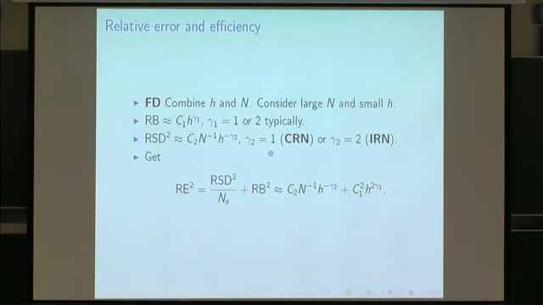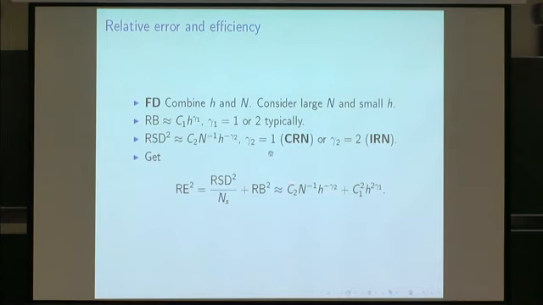Okay. If you use common random numbers, most of the time, it'll be 1 over h. This is something that I didn't have time to explain, so that's why I'm looking at two possibilities for the power of h here. That'll give you an approximation for the relative mean square error in this way.